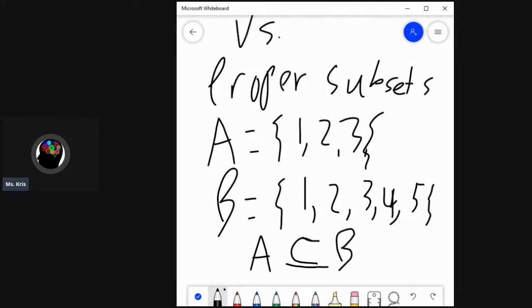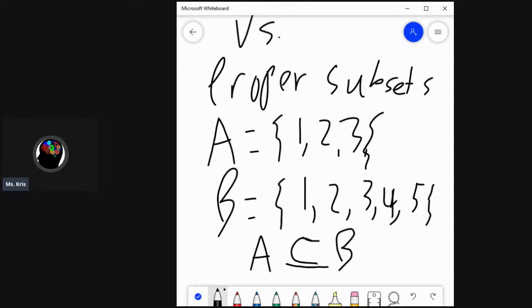So if you have a set A like 1, 2, 3, and B is 1, 2, 3, 4, 5, A can be a proper subset of B because all of the elements of A are in the set of B, but A does not equal B. So remember that proper subsets and subsets are different. Subsets can be equal sets, meaning all the elements of A could be exactly all the elements of B. Whereas with a proper subset, all the elements of A can be inside of B, but A must not equal B.